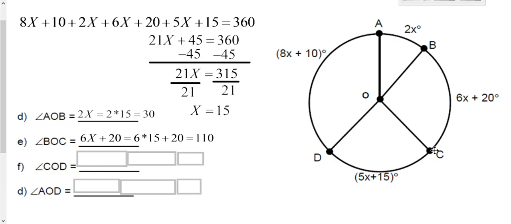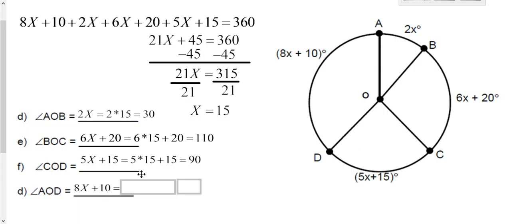Angle COD will equal this arc, which is 5x plus 15. 5 times 15 plus 15, I got 90 degrees. And the last one, AOD, equals this arc, which is 8x plus 10, or 8 times 15 plus 10, which is 130. Again, double check your answers by adding all those up. I go all the way around the circle without overlapping. It should be 360 degrees.